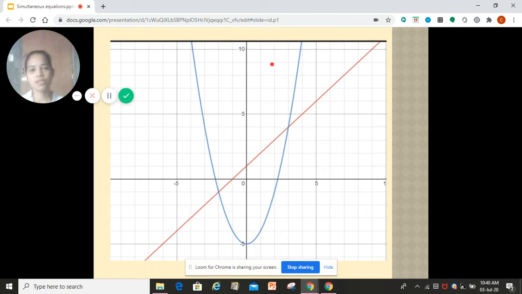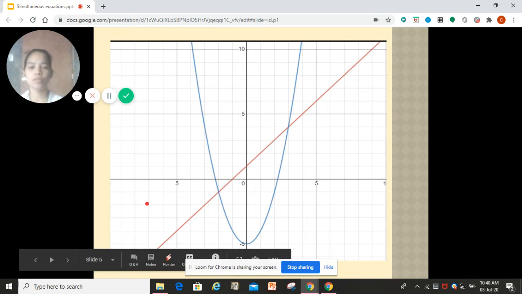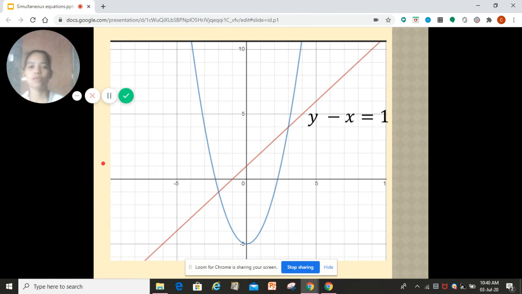Now let's see this graph. You can see two graphs here, one in red and the other in blue, and they have an intersection and another intersection here. We name the two graphs y minus x equals 1, sorry for that, and the other one is y equals x squared minus 5. So we got a point of intersection and another point of intersection. How do we know these points then?